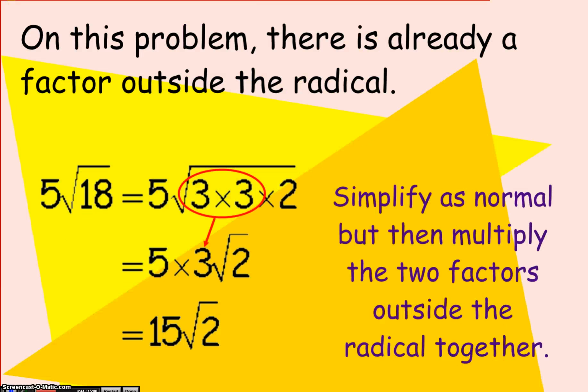Lastly, on this problem, there is already a factor outside the radical. 5 square root of 18 equals 5 square root. Prime factorization of 18 would be 9 times 2, or 3 times 3 times 2. Because this is a perfect square, you pull it out, and you are going to multiply what's outside together and leave what's inside the radical alone. So your simplified version of this radical would be 15 square root of 2. You simplify as normal, but then multiply the two factors outside the radical together.